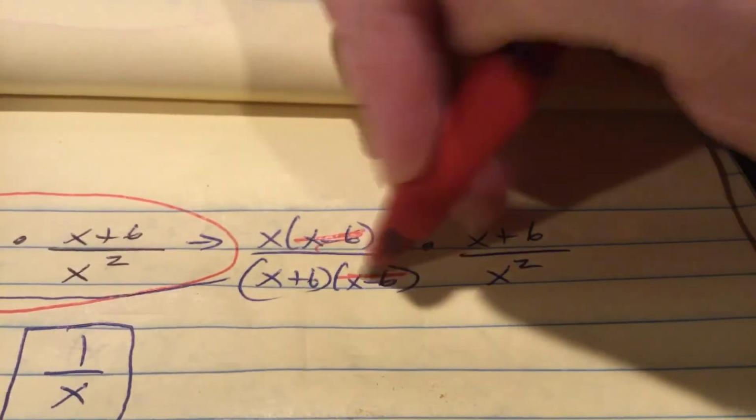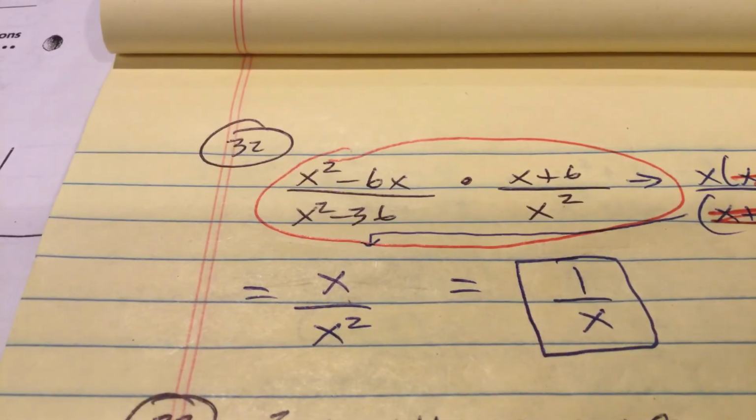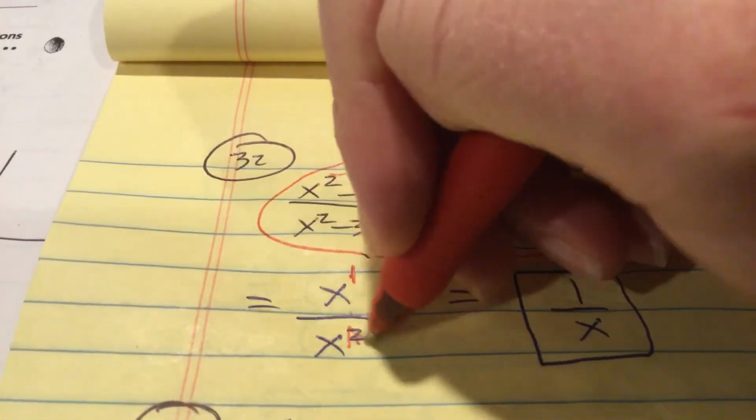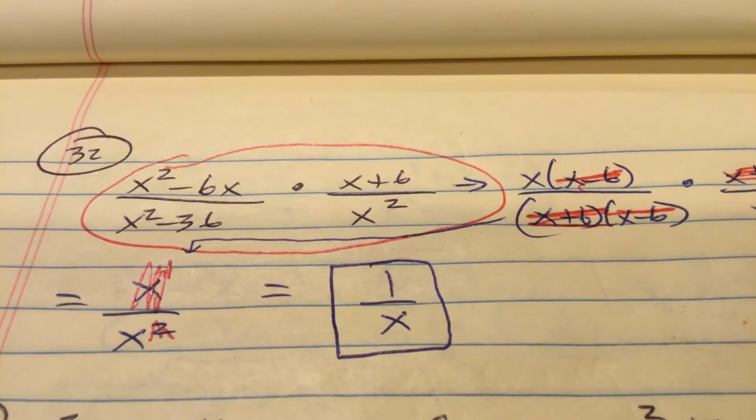X minus 6 is cancel. X plus 6 is cancel. I didn't cancel any x's out. I just left it like that. But you have x to the first over x squared. The bottom has 1 more x. It's not 0 over x. You're left with 1 over x.